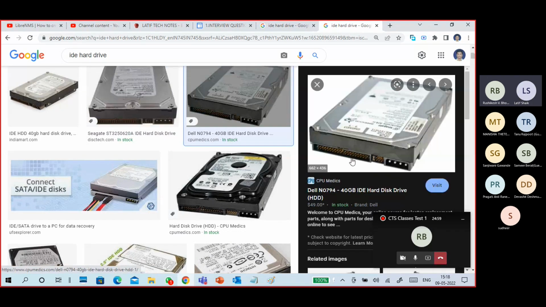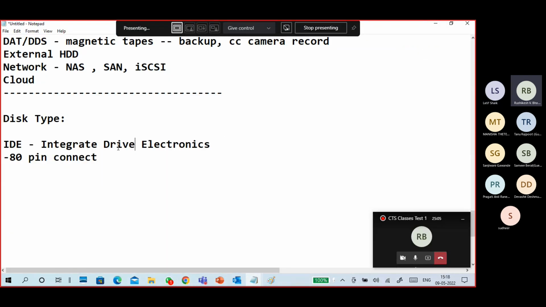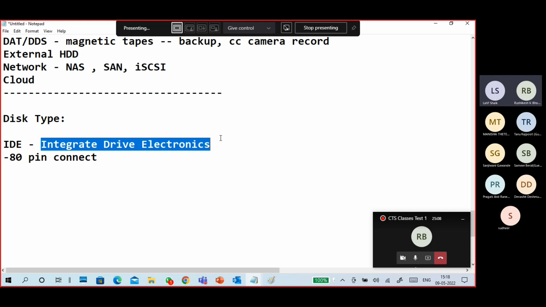See, there are a lot of pins there. Earlier it was an 80-pin connector, later it became a 40-pin connector. Drive electronics. In certain places, if you try looking up the full form of IDE, it shows Integrated Development Environment.